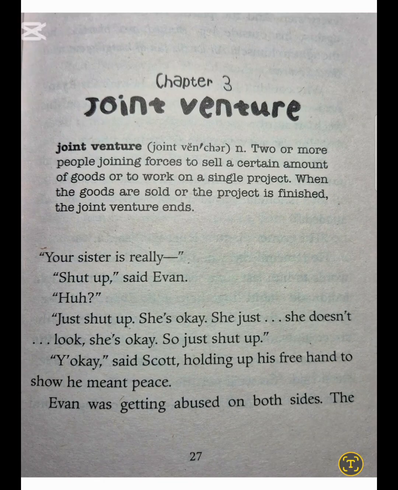Chapter 3. Joint venture. Two or more people joining forces to sell a certain amount of goods or to work on a single project. When the goods are sold or the project is finished, the joint venture ends.